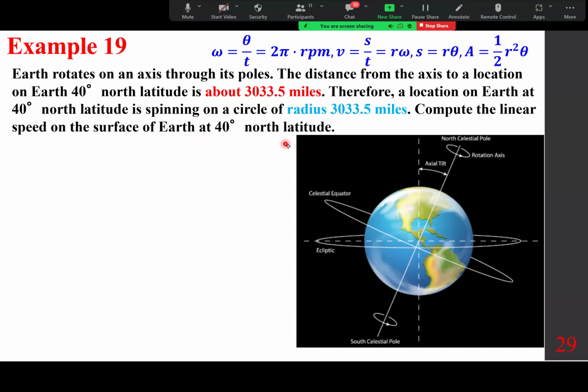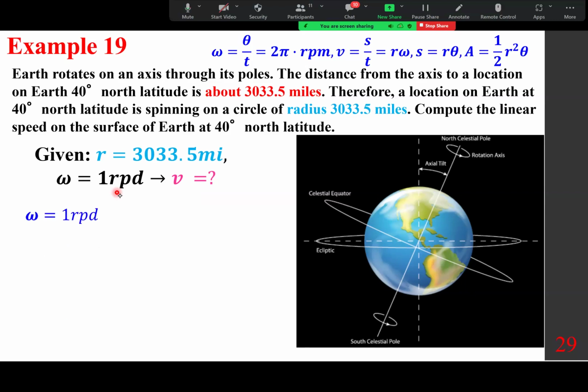So what is given? The radius is given, and omega is 1 revolution per day. We want the velocity, the linear speed. So it spins around itself, and we want to find that speed. Omega is 1 RPD, short for revolution per day, which means times 2 pi makes it radians per day. So it does 2 pi radians per day.